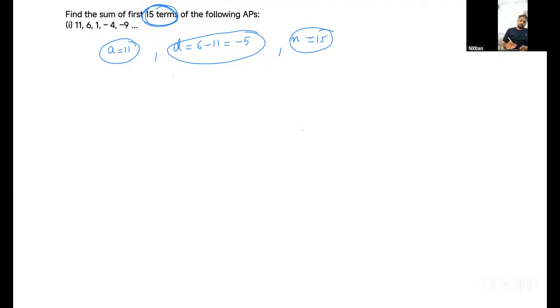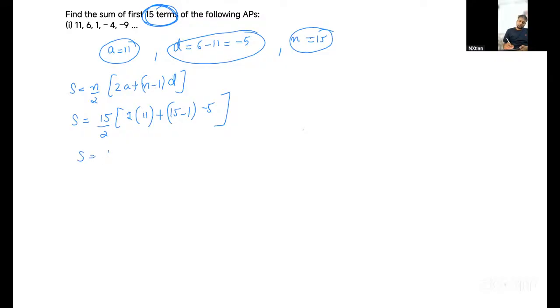as 15. So we have the formula S equals N by 2 into 2A plus N minus 1 into D. This is the formula, and we have to put the values. So look, 15 by 2 into 2 into A, A is basically 11, plus 15 is the N, so 15 minus 1, into D, which is minus 5. So I will write the minus 5. It will become S equals 15 by 2 into 22 plus 14 into minus 5.